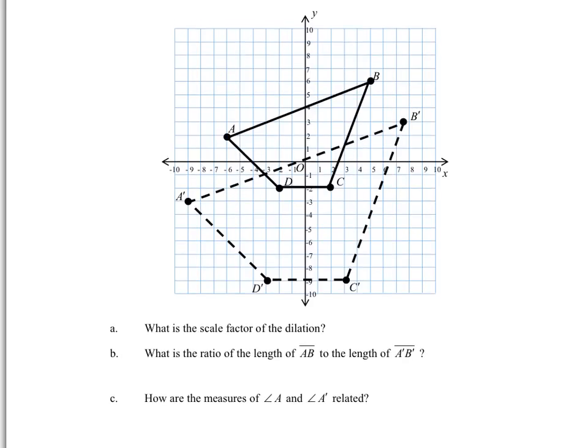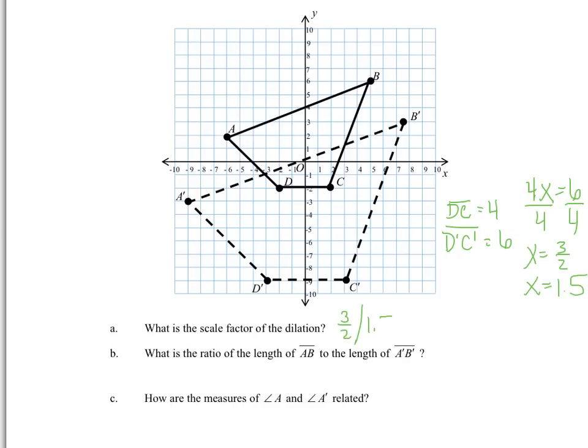Well, I think the easiest one to look at is the horizontal DC and D prime, C prime. So if we look at DC, we can see that the length of it is 4 units. And if we look at D prime, C prime, we see the length is 6 units. So I want to know 4 times what scale factor of x is going to give us 6. If I divide both sides by 4, x is going to be 3/2, or x is going to be 1.5. And that's going to be my scale factor, 3/2 or 1.5.